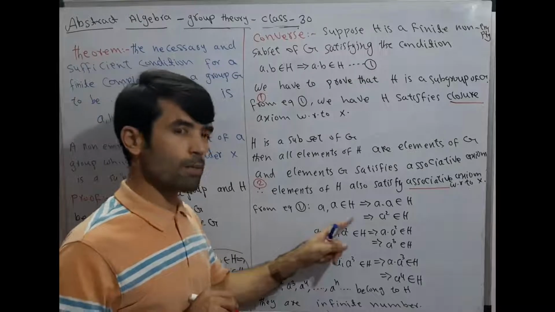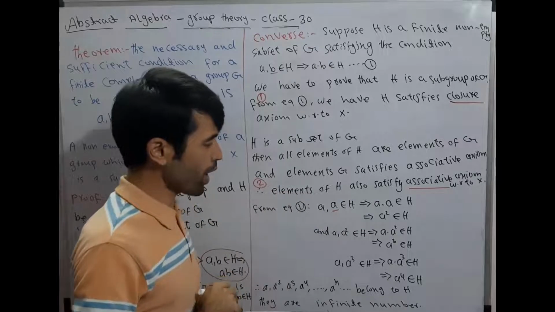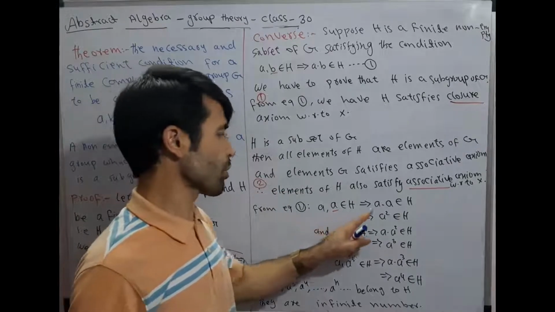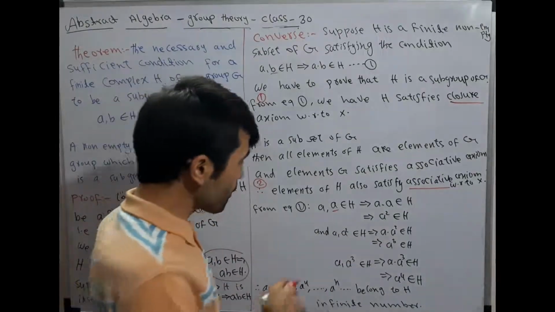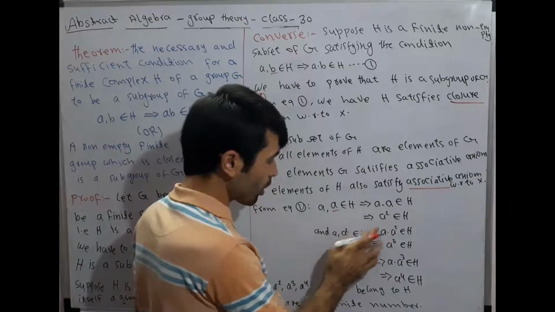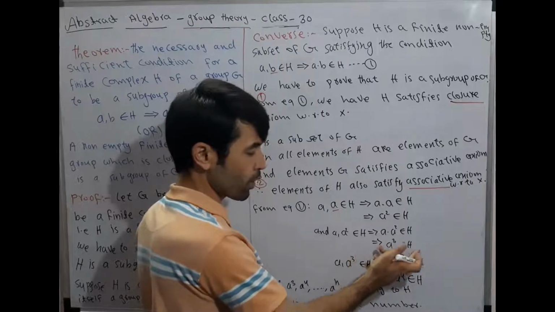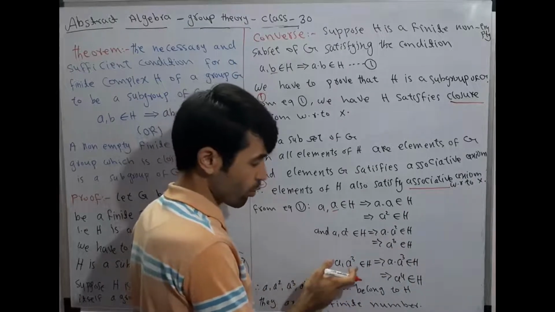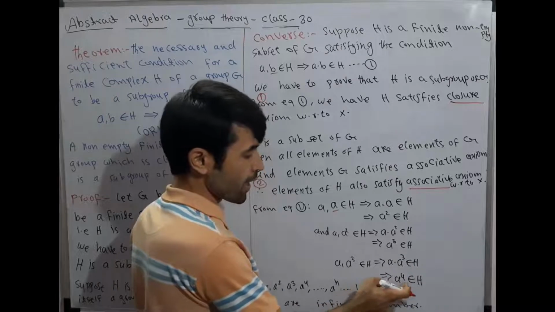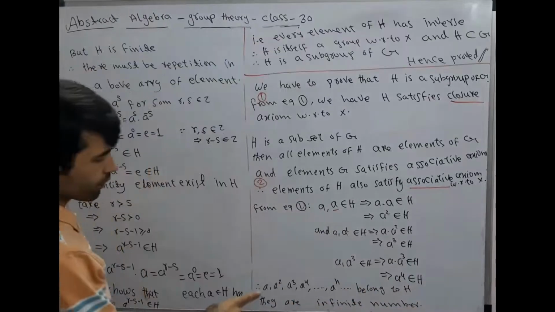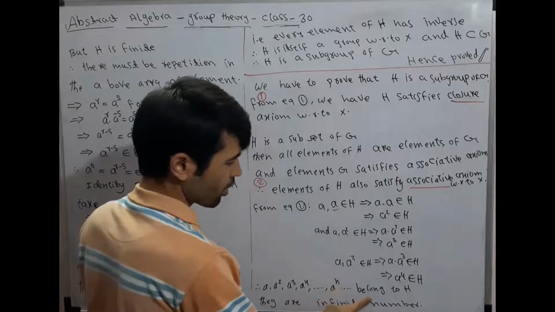From equation 1, a, b belongs to H. Here we replace b by a. a belongs to H implies a into a belongs to H, implies a square belongs to H. And a, a square both belong to H implies a into a square belongs to H, implies a cubed belongs to H. a cubed belongs to H implies a into a cubed belongs to H, implies a to the power 4 belongs to H. Therefore a, a square and so on, a to the power n belongs to H.